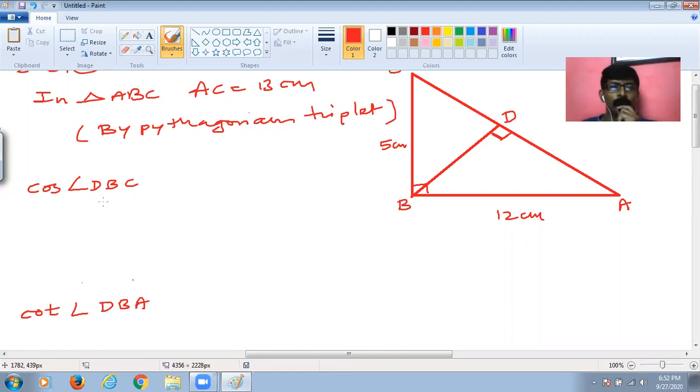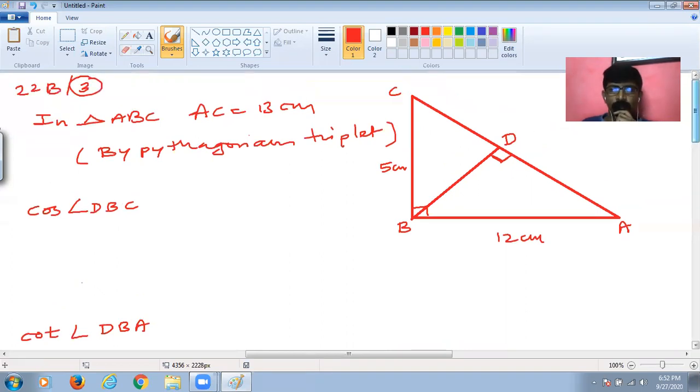Now when you're finding cos angle DBC, students, look at this. Where is DBC? DBC is this portion, isn't it? We'll name this as theta. So it's very simple. If you have to find cos angle DBC, that means we have to calculate this angle. Okay, one second. DBC is going to be this angle. I just made a small error. DBC will be this angle, isn't it? Theta will be over here.